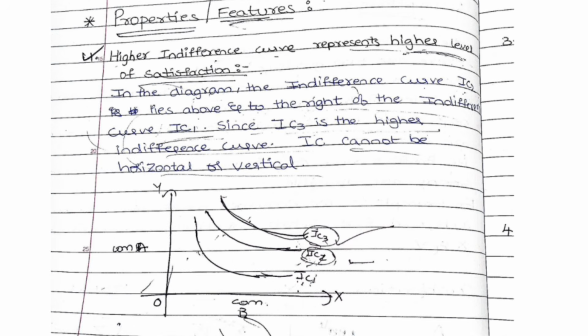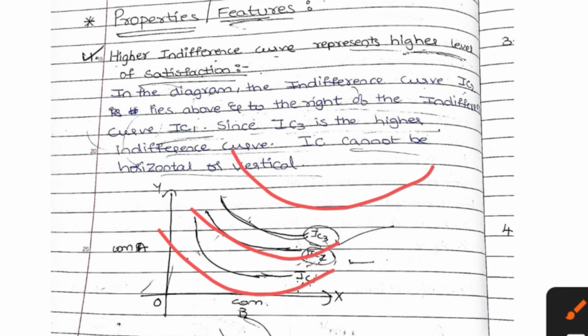The first one is, a higher indifference curve represents a higher level of satisfaction. Means when you increase your indifference curve, you will get more satisfaction. How will you get more? See here, indifference curve 1 is giving more satisfaction than indifference curve 2. Means the topmost one gives the most satisfaction.